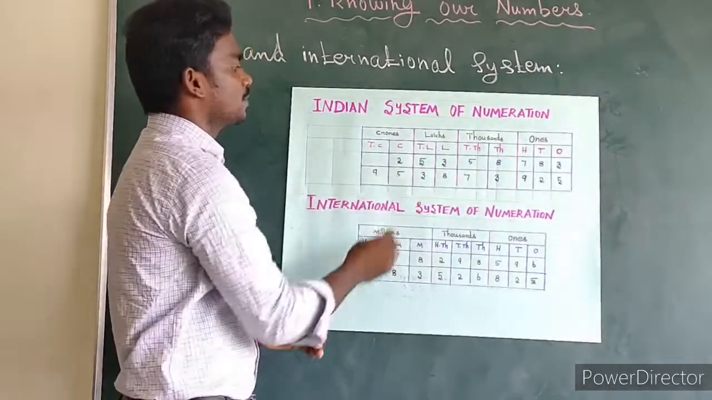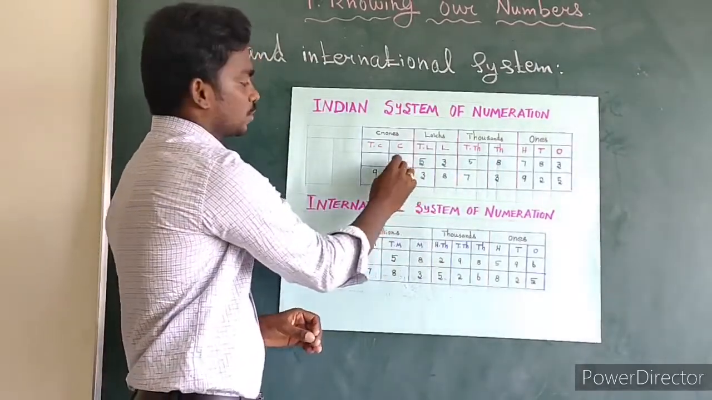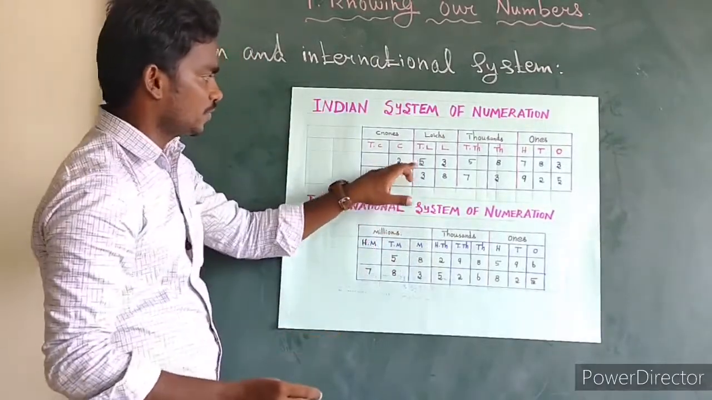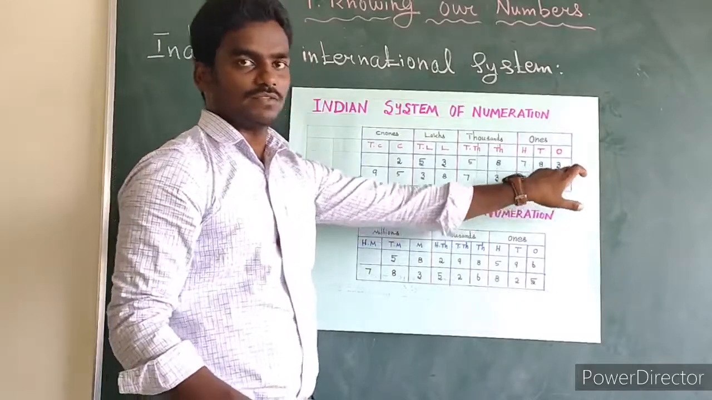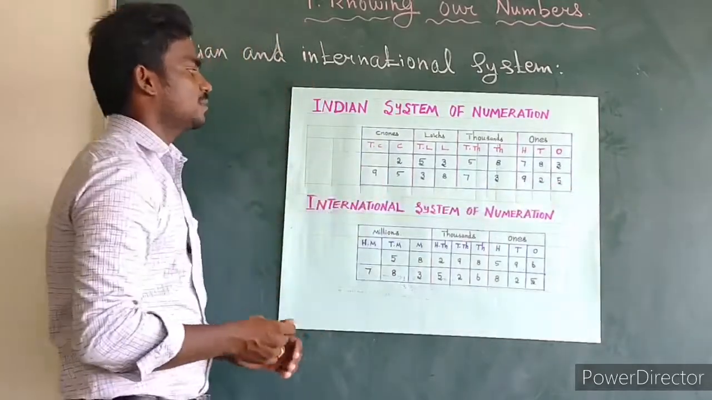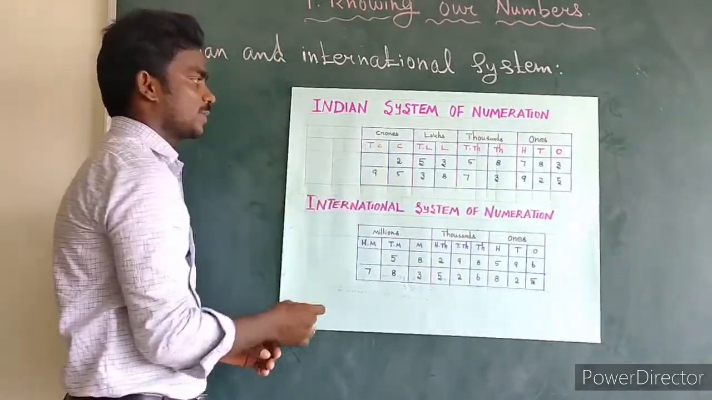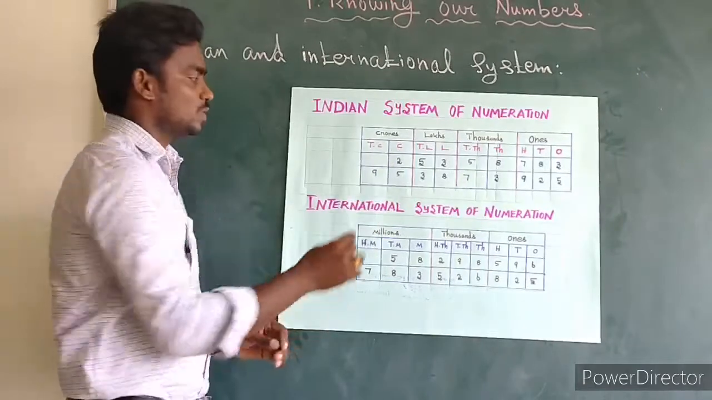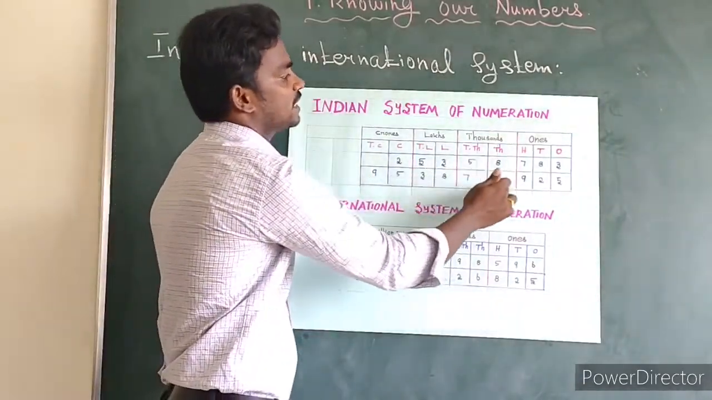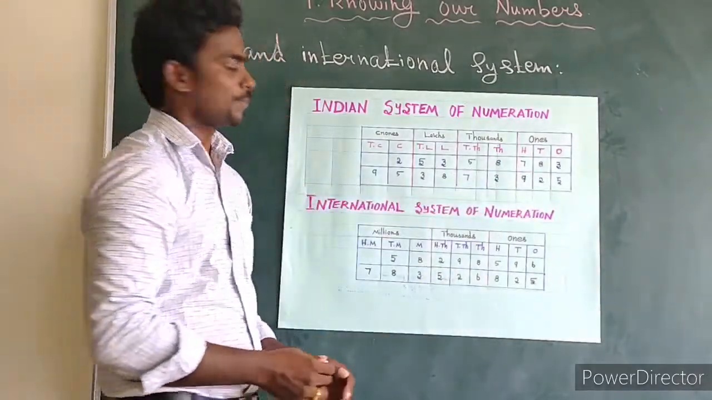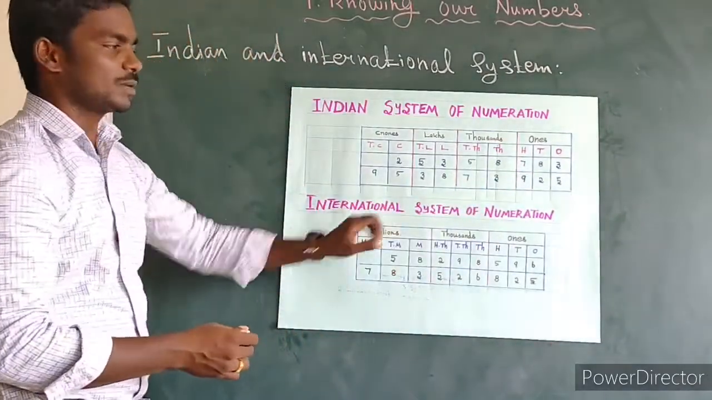See how to read this number: 2 is in the crores place, so 2 crore 53 lakh 58,783. That is the first one. How to read the second number? 9 is the ten crores place value and 5 is the crores place value. So 95 crore 38 lakh 73,925.